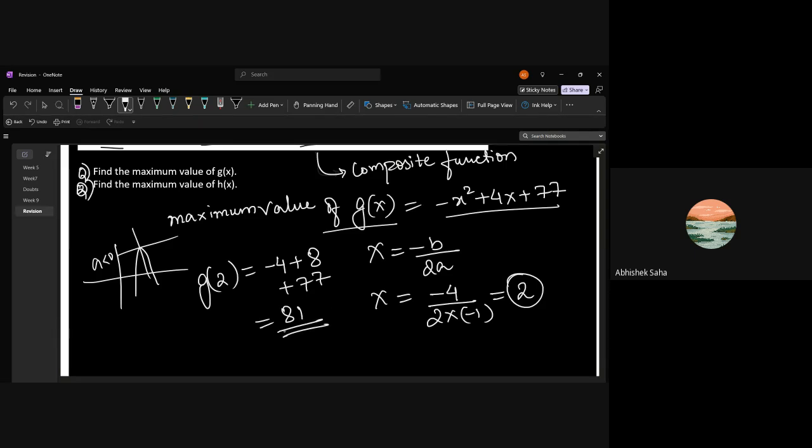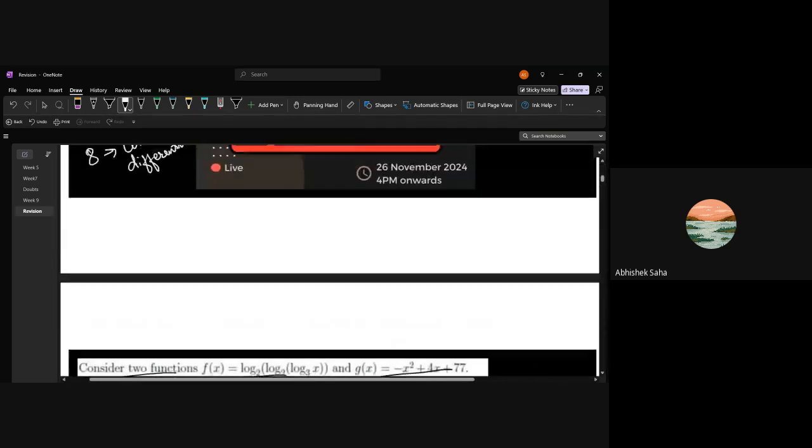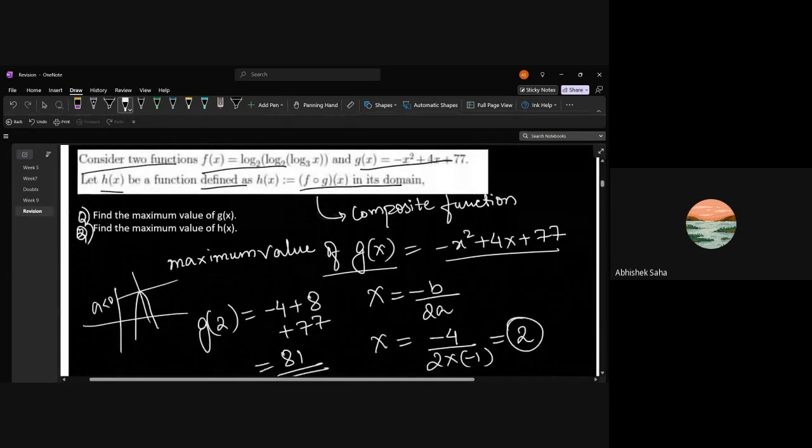Understood? Anybody having doubt in this? Sir, this is from week 3 concepts, right? Yes, this is from week 3 concepts. There are some concepts that we are going to use. I've already told you the quadratic and the slope part we're going to use.